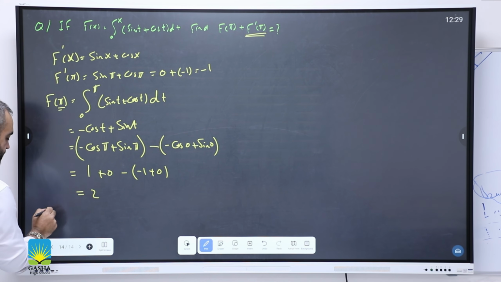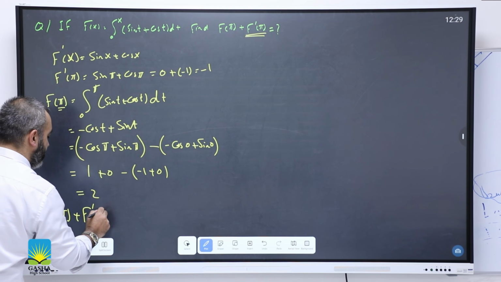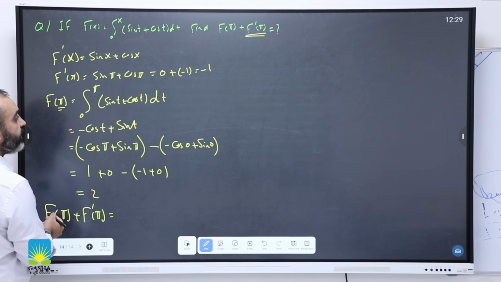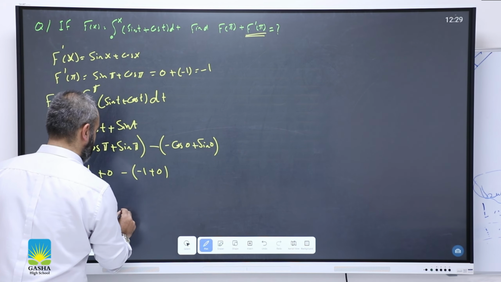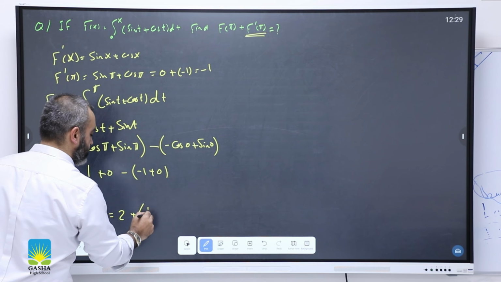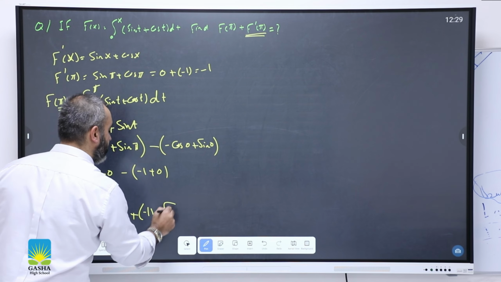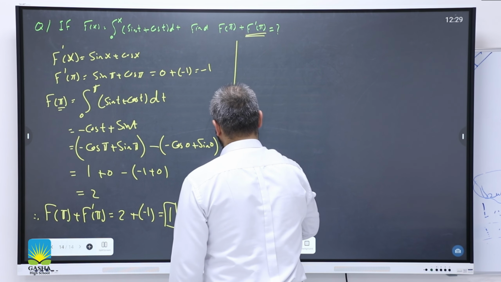What about the final? As it's f of pi plus f prime of pi, equal to what? F of pi is 2 plus f prime of pi, it's negative 1. So 2 minus 1, it's 1. So this is the final result.